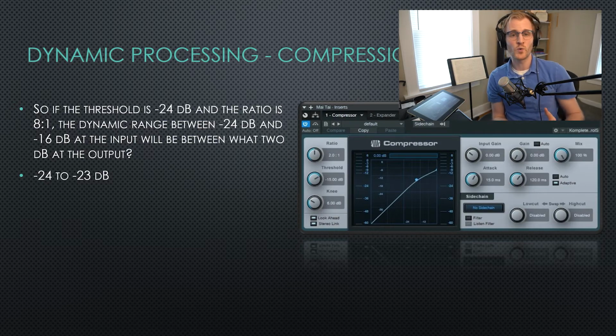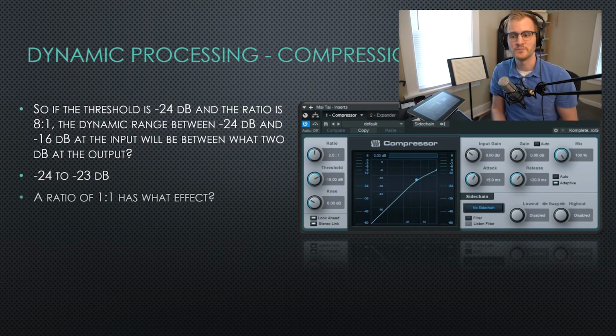So a ratio of 8 to 1 is actually pretty strong. Even 4 to 1 is relatively pronounced. If you're at 8 to 1 or higher, you're doing a pretty extreme amount of compression. Most compressors, including the one in Studio One, have an upper limit, and in Studio One, 20 to 1 is as high as you can go, which is a pretty extreme amount of compression for an input signal.